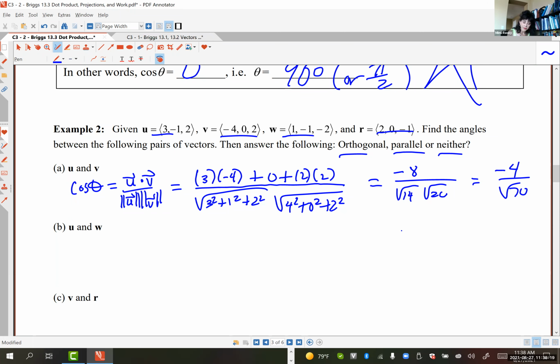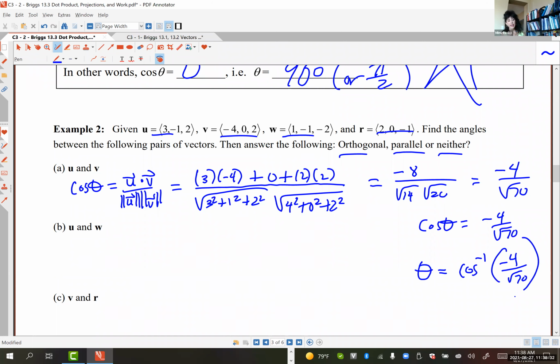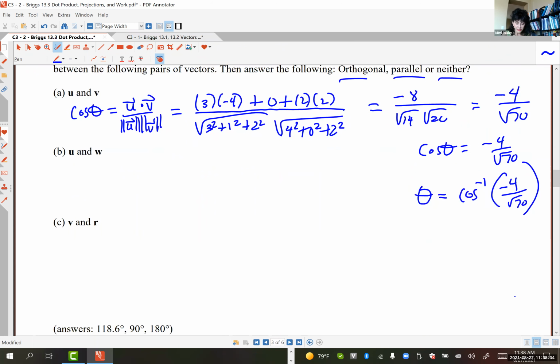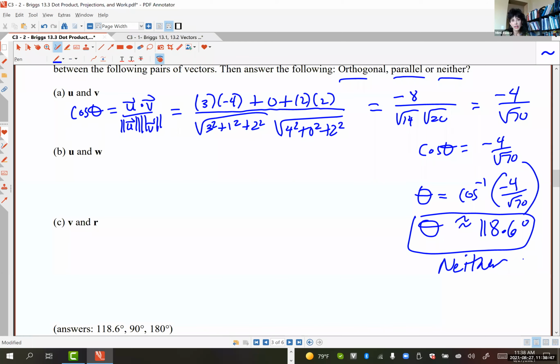At this moment, what they're saying here is your cosine is this. That's not the final answer. You're going to need to take cos inverse of both sides and then go ahead and use your calculator. And I would be in degrees mode. It's easier. And I get approximately 118.6 degrees. So there's your answer for letter A. And this is neither orthogonal nor parallel.